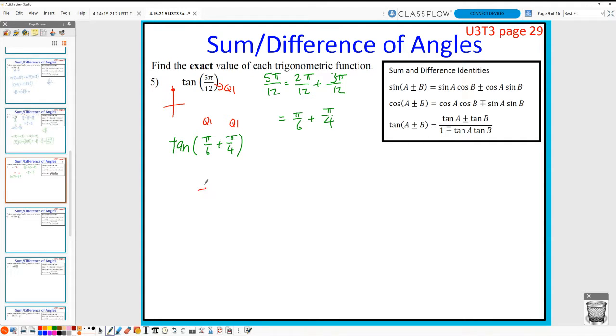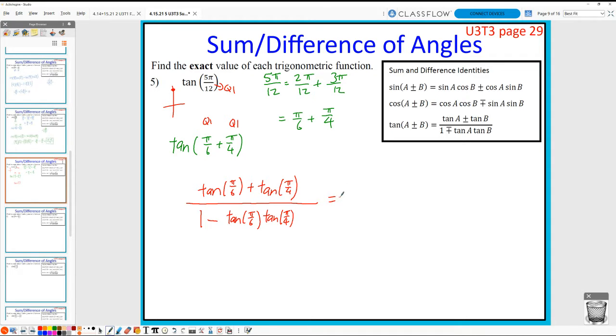Following what I have here, tangent of A is pi over 6. Now here you have to be careful. The numerator, the sign matches, plus or minus. The denominator is minus plus, so it's the opposite. So tan of pi over 6 plus the tangent of pi over 4, this whole thing is over 1 minus tan pi over 6 multiplied by tan of pi over 4. So be careful here. We do have addition in the numerator, multiplication in the denominator between my tans.